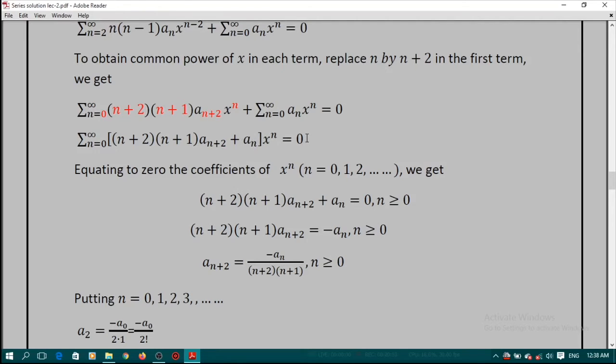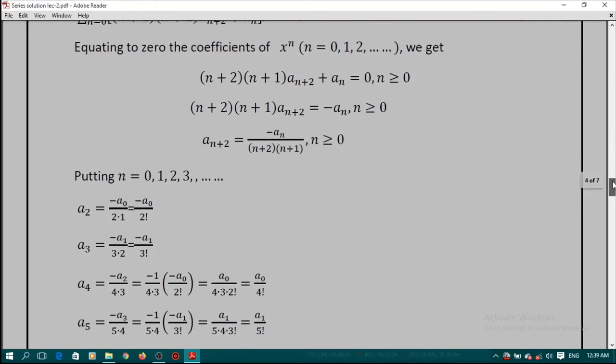0. Equating the coefficients of x^n, where n is greater or equal to 0, we get (n+2)(n+1) a(n+2) + an = 0, where n is greater or equal to 0. So after simplification we get (n+2)(n+1) a(n+2) = −an, where n is greater or equal to 0. So that means a(n+2) = −an divided by (n+2)(n+1), where n is greater or equal to 0.